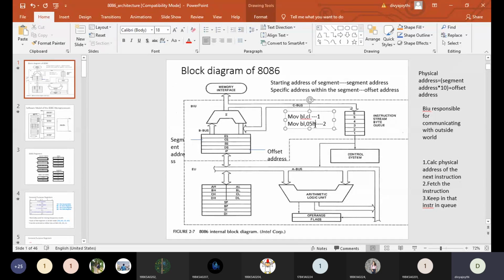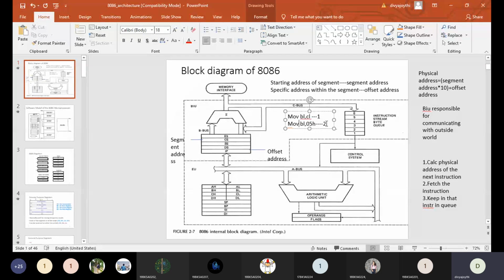So the thing that you need to remember is that opcodes will exist only for the assembly language. If you consider the second instruction, MOV BL, comma 05, MOV BL will have the opcode, and 05 remains the same. The opcode of MOV BL will come to the control system in order to be decoded, and the 05 comes directly through this particular line to the execution unit. Are you clear with the second instruction?